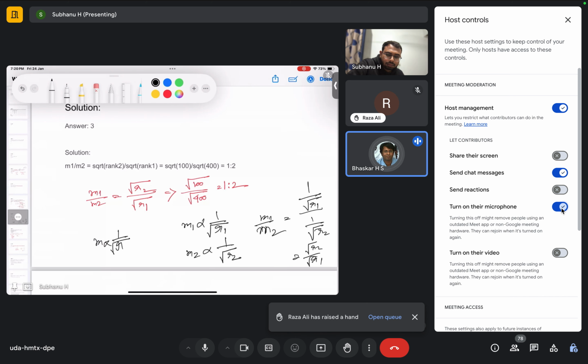Basically, my doubt was regarding the proportion. When it is inversely proportional, M1 by M2 is root of R2 by root of R1, right? So when we write it as a ratio, will it be 1:2 or 2:1? I just wanted you to revisit it. Okay, is it clear now? Yeah, now it is clear. Okay, thanks a lot. Raza, please go ahead.